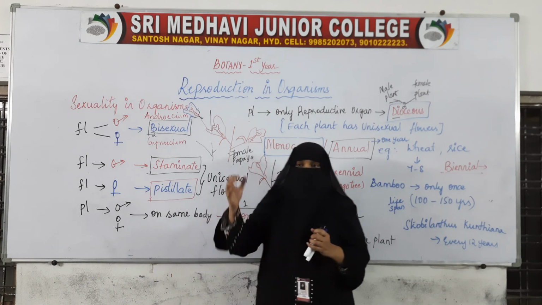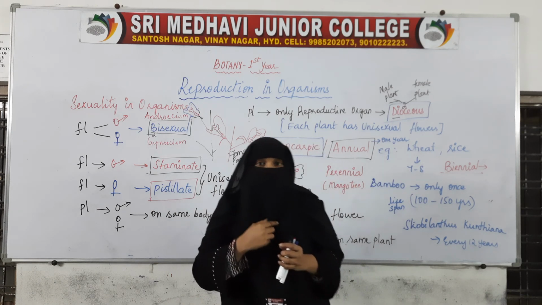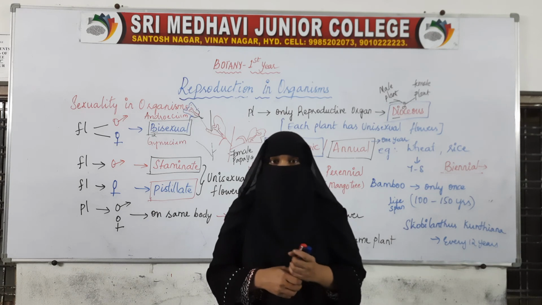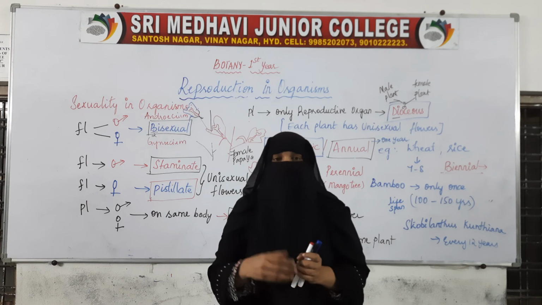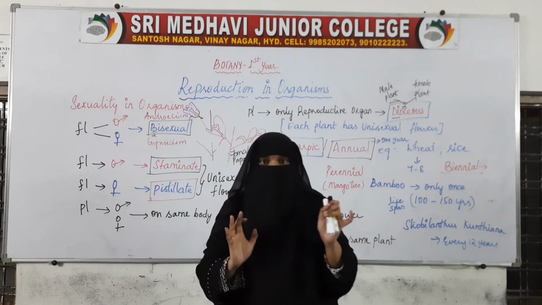So this was all about the different terms which have been used here. Now we will go into a little detail. In the previous class we studied gametogenesis, embryogenesis and so on. A little detailed information will be given, then we'll move on to the actual processes.